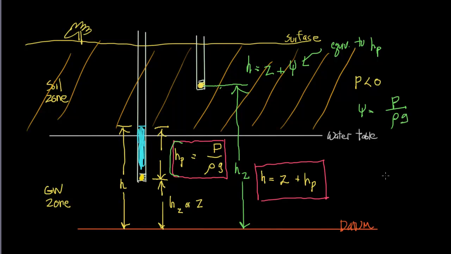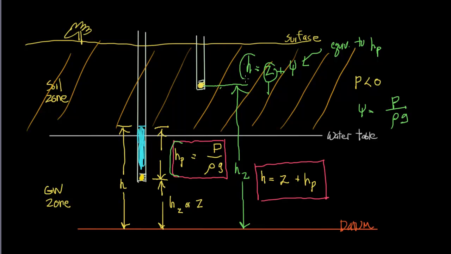The only difference here now is that since P is negative, the matric potential psi will always be less than 0. So the head here is equal to Z plus psi. Psi, however, is always going to be less than 0. In the way I like to teach this, everything else remains the same. This is still the hydraulic head. This is still the elevation head here. This is still the hydraulic head.